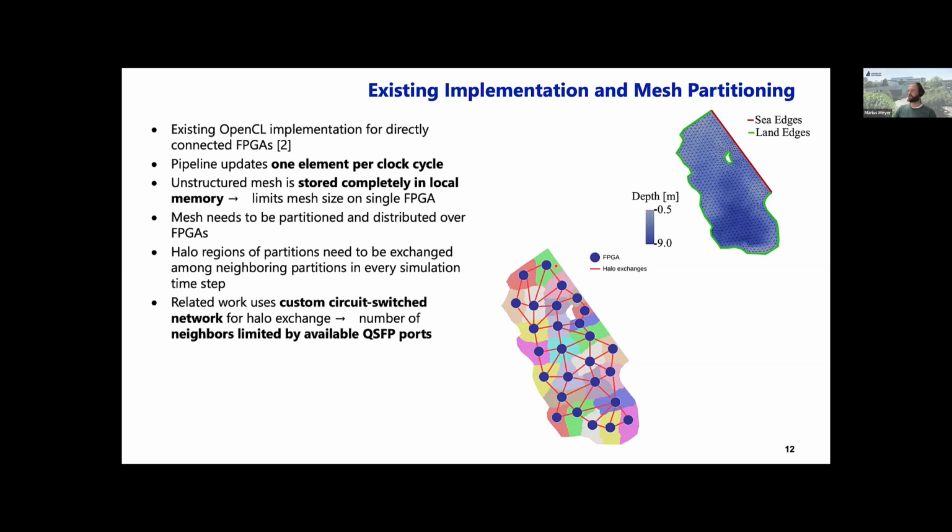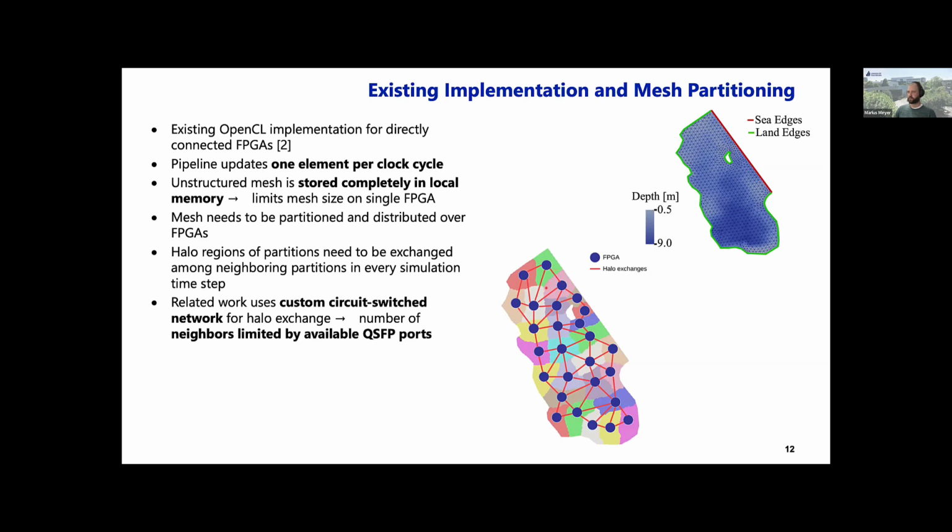Here we have a similar mesh divided into 18 partitions, indicated by the different colors. Each FPGA, indicated by these blue dots, is then responsible for one of these partitions. And you can also see, by these red lines between the FPGAs, that the FPGAs now have to exchange the data of the bordering partitions in every simulation step.